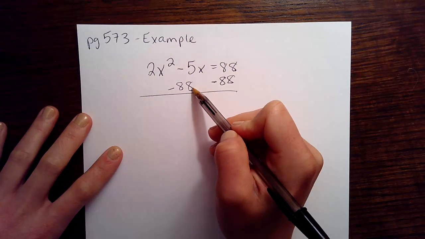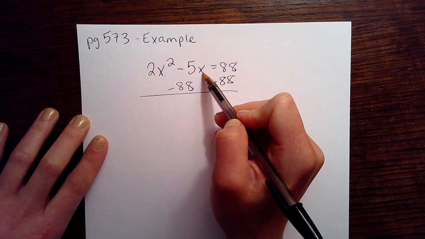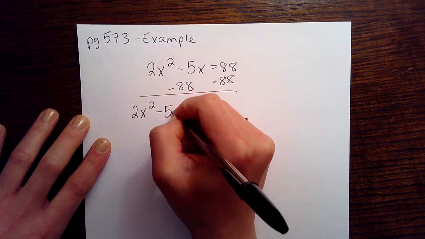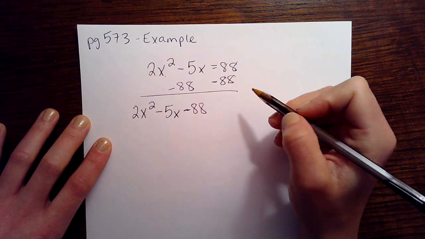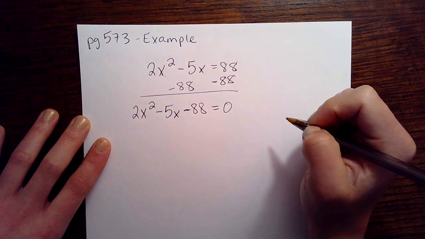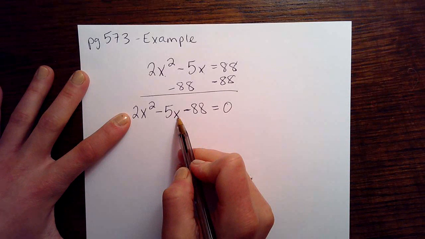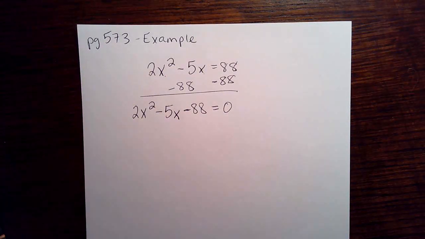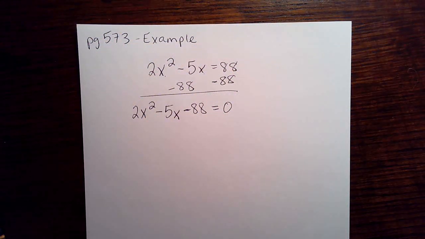Well, subtracting 88 from 2x squared minus 5x, those are not like terms. So when I subtract 88, it just becomes minus 88 equals 88 minus 88 is 0. Now I see I have a quadratic equation that I can factor and solve. Just a quick refresher on this.